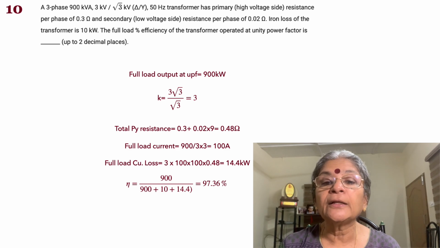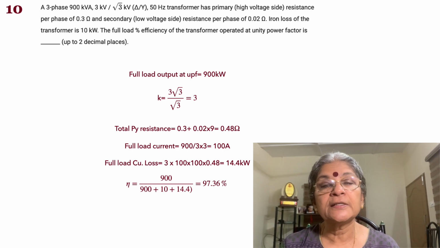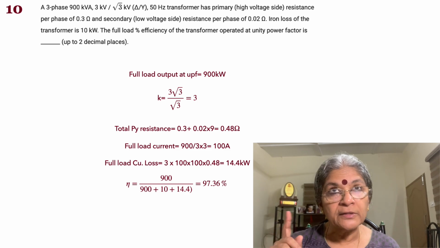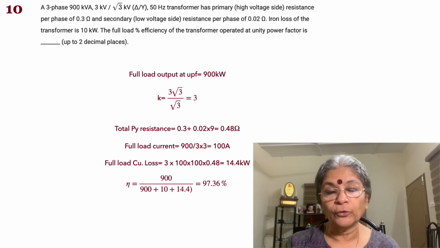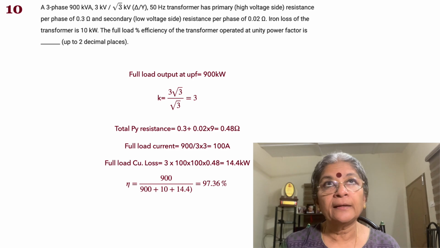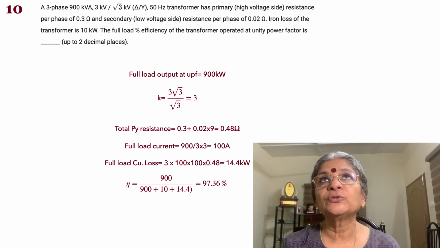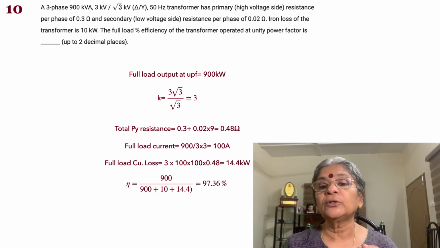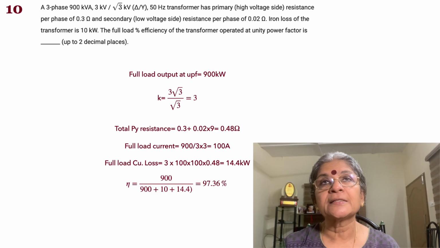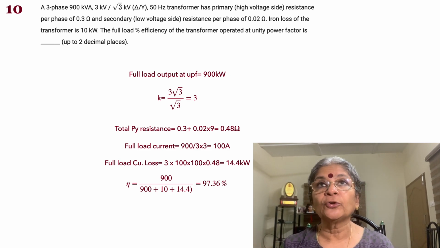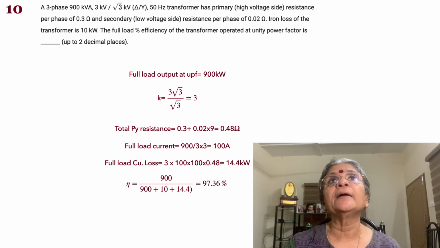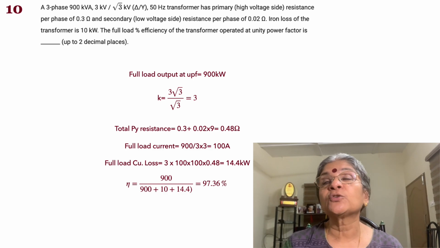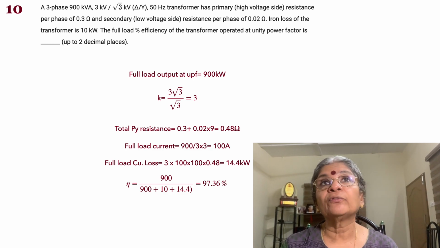And 10 kilowatt is given as the iron loss. So efficiency is easily calculated as 900 kilowatt, at unity power factor and full load, divided by 900 plus 10 iron loss plus 14.4 copper loss, which is equal to 97.36 percent. How did you calculate copper loss? By first and foremost finding out the total resistance. The primary resistance is not just 0.3, but also the 0.02 reflected onto the primary using the k square quantity, which is the square of the turns ratio.